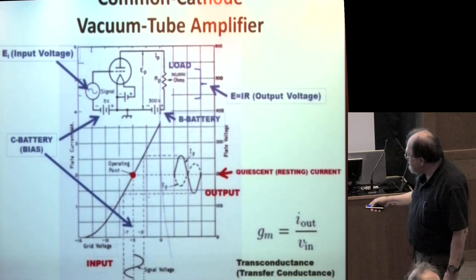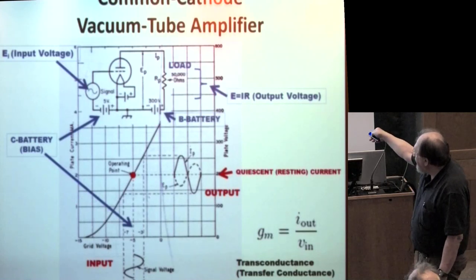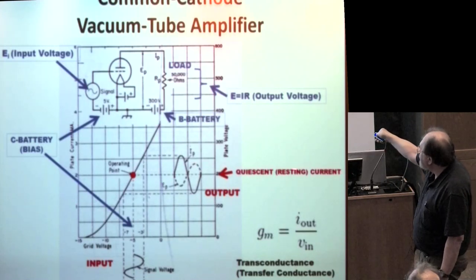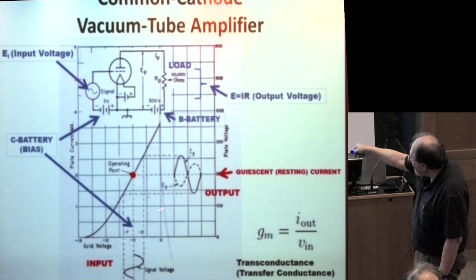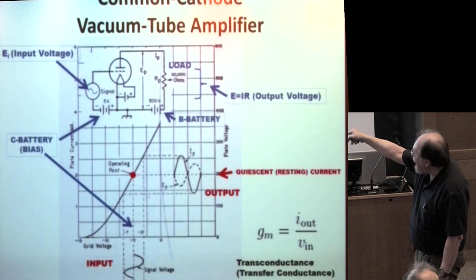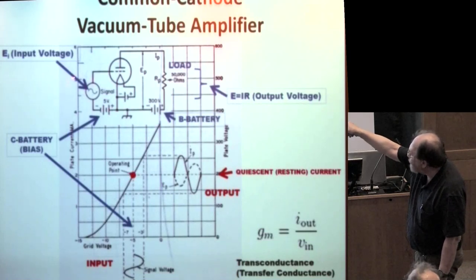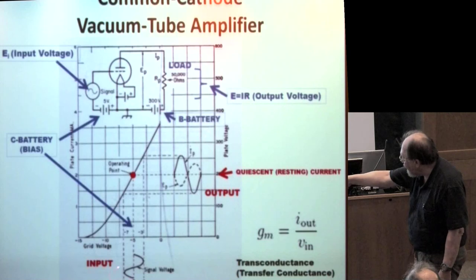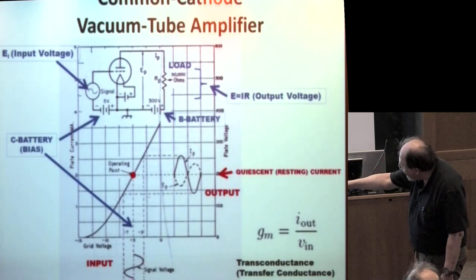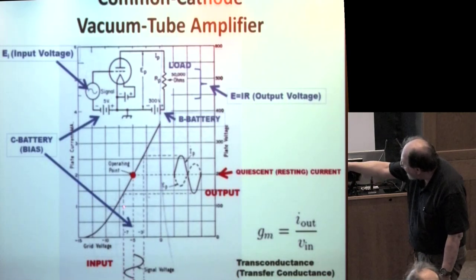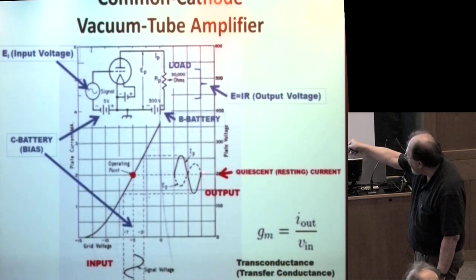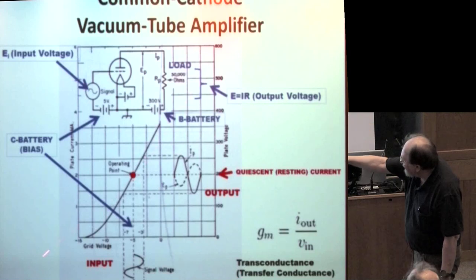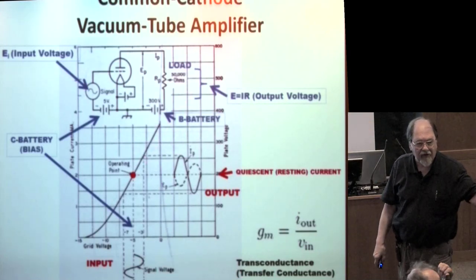If we choose a value for the bias battery, and let's say that's right here, we're at that point on the curve, and then to that voltage we add an input signal down here. You can imagine this wave bouncing off the surface, and that's what your output looks like. So that's what these curves and drawings are all about.